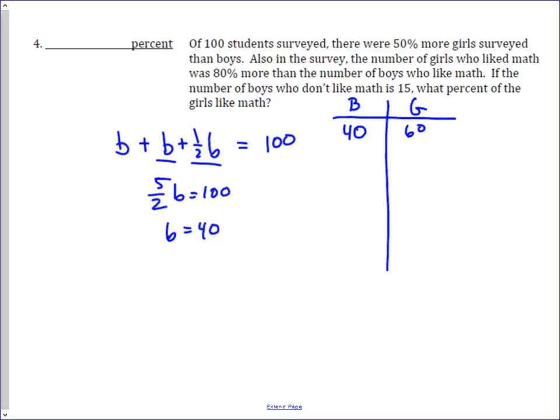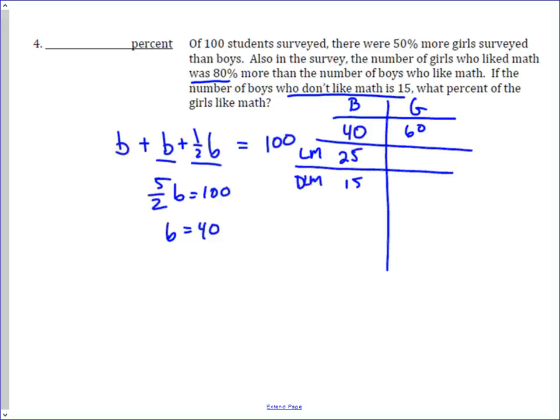So that was the first maybe stumbling block for some of you, was finding out how many boys were surveyed, how many girls were surveyed. Once you did that, it said the number of girls who liked math was 80% more than the number of boys who liked math, which we're going to come back to. And it said if the number of boys who don't like math is 15, the number that do is 25.